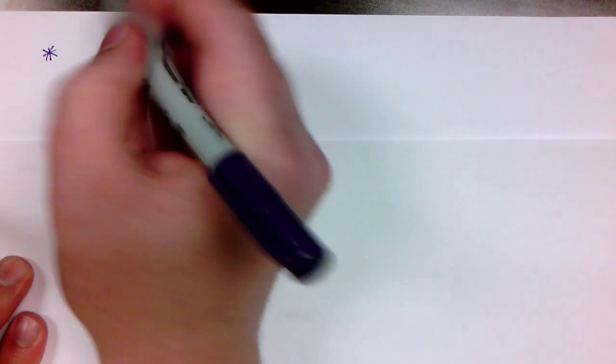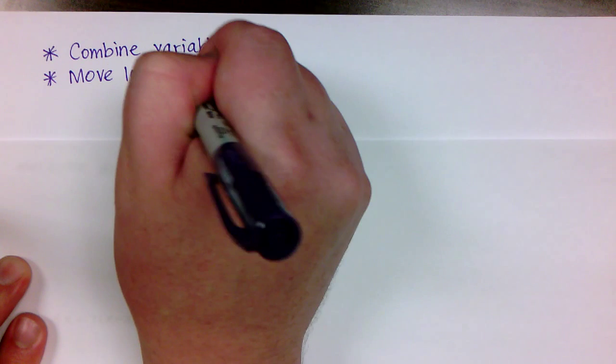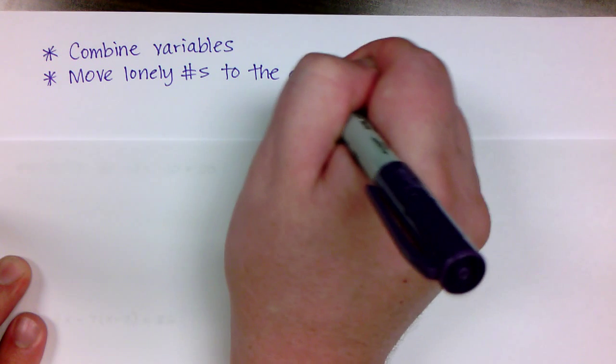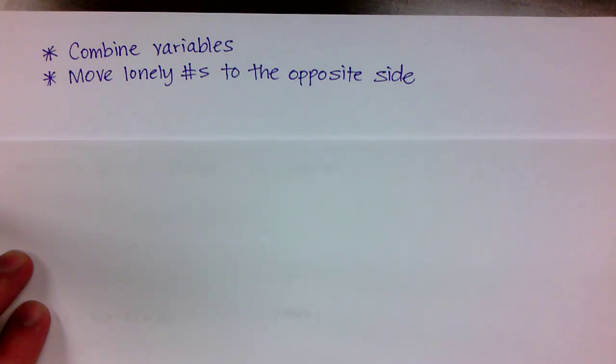And they're very, very similar, okay? I guess if I was going to give you some tips, I would say, again, that I want you to combine the variables. That's one of your goals, okay? I also want you to move the lonely numbers to the other side. So let me just show you an example of what I mean.